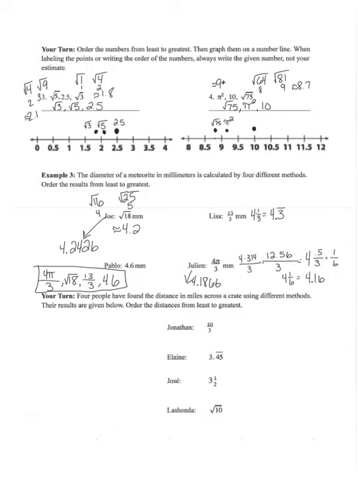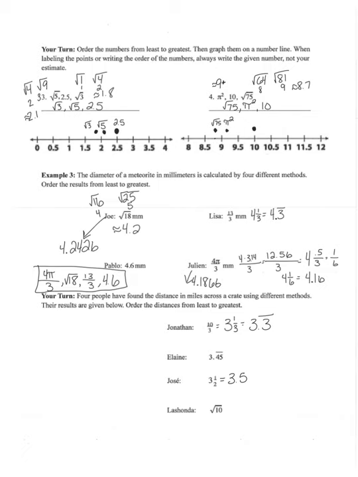All right, so let's get going. We've got Jonathan with 10 thirds. So I'm going to simplify that. Well, I know that 3 goes into 10 3 times with 1 left over, so 3 1/3, which shapes out to be 3.3 repeating as a decimal. And Elaine, we've already got that as 3.45 repeating. And then we have 3 1/2, which we can convert that to the decimal 3.5. So the first 3 are already in decimal form real quick for us.